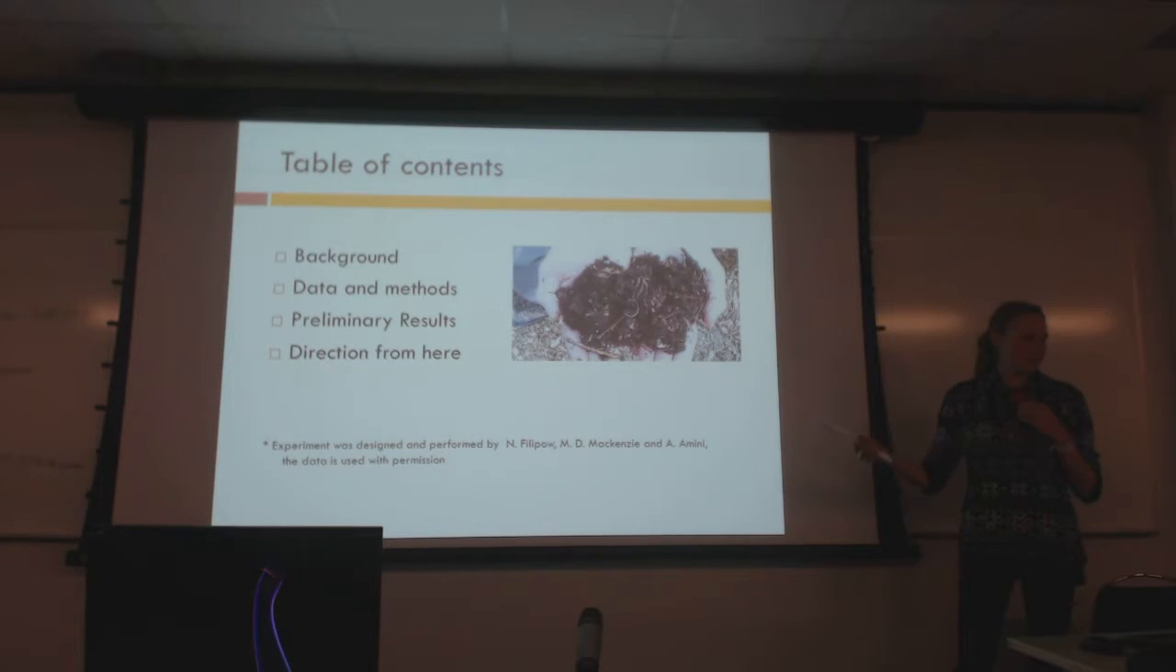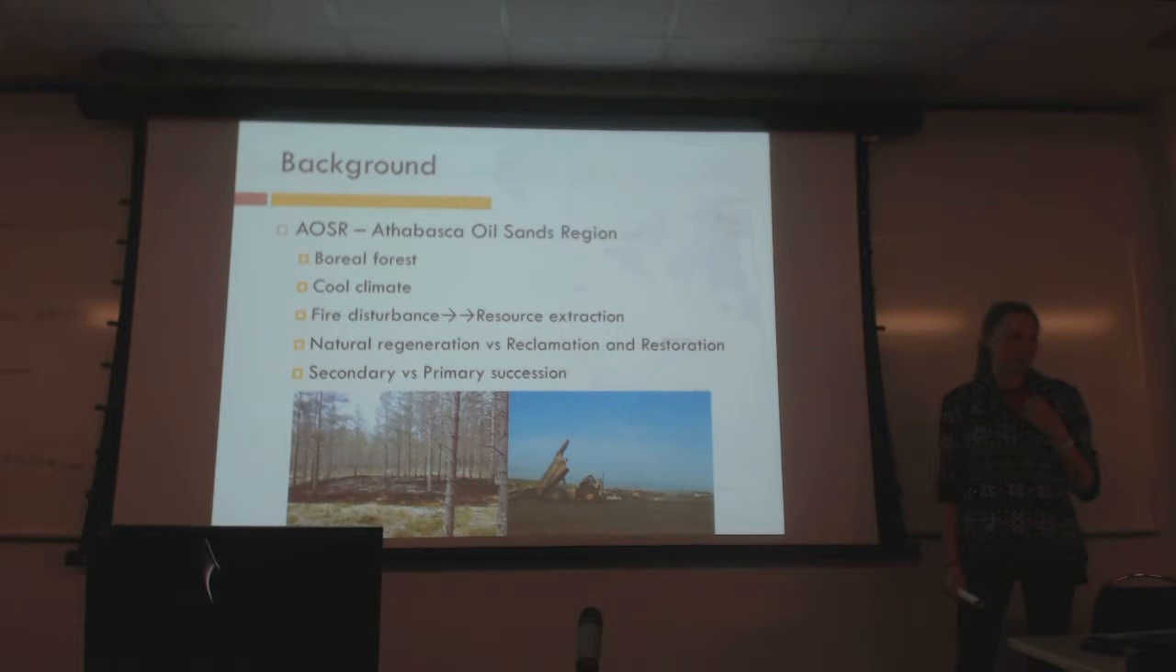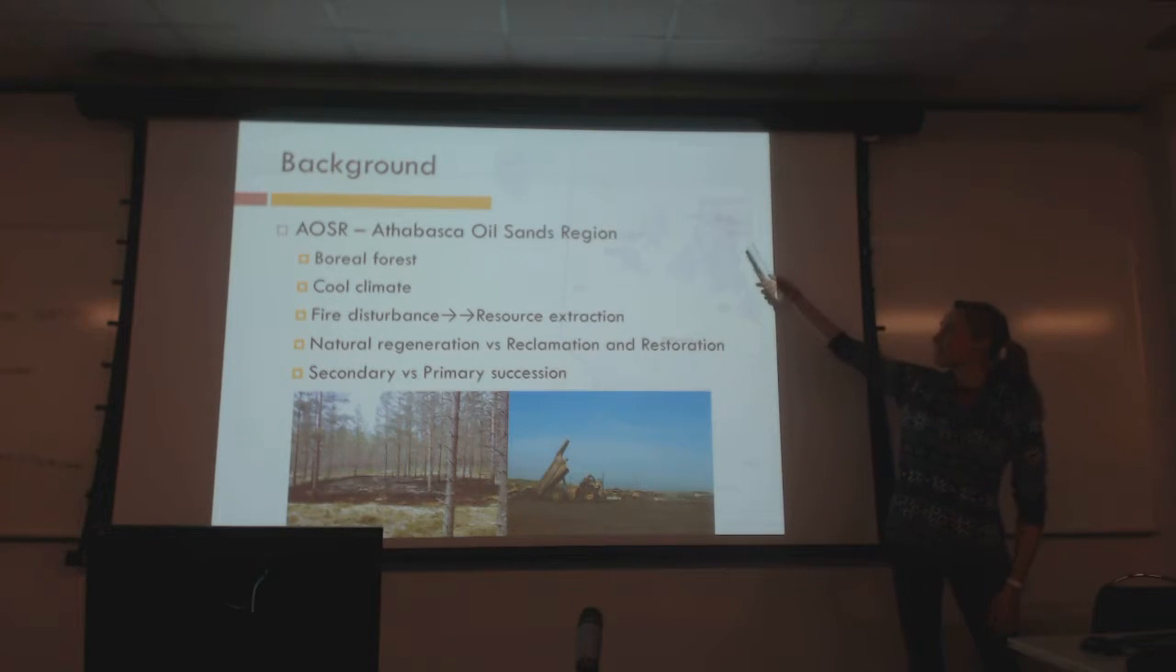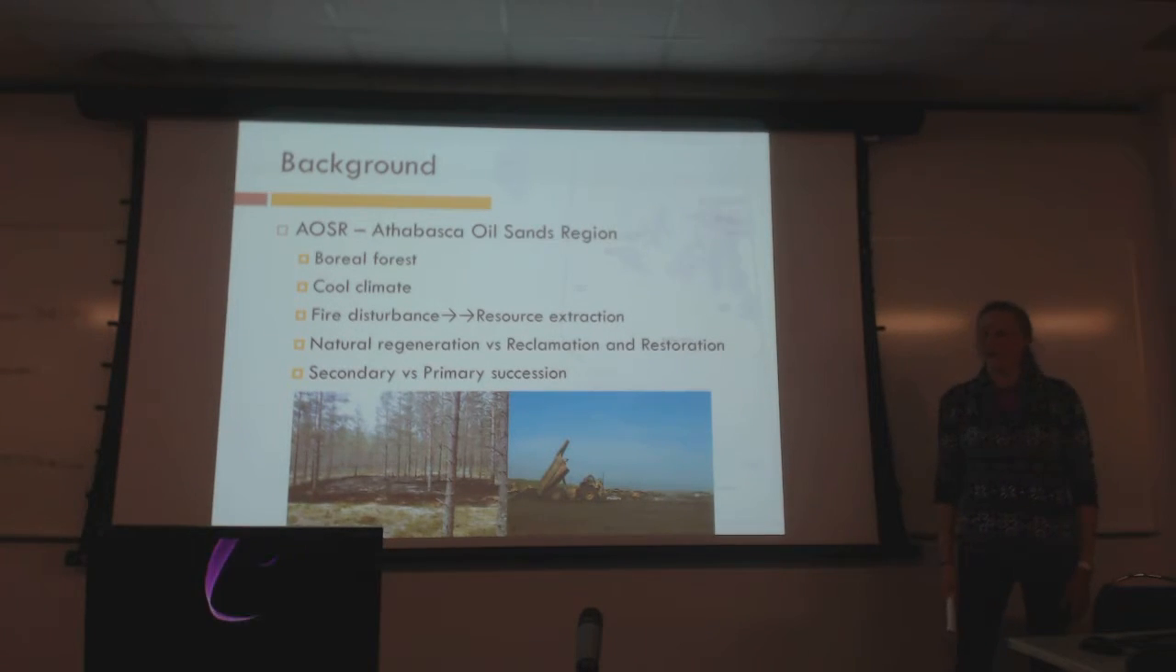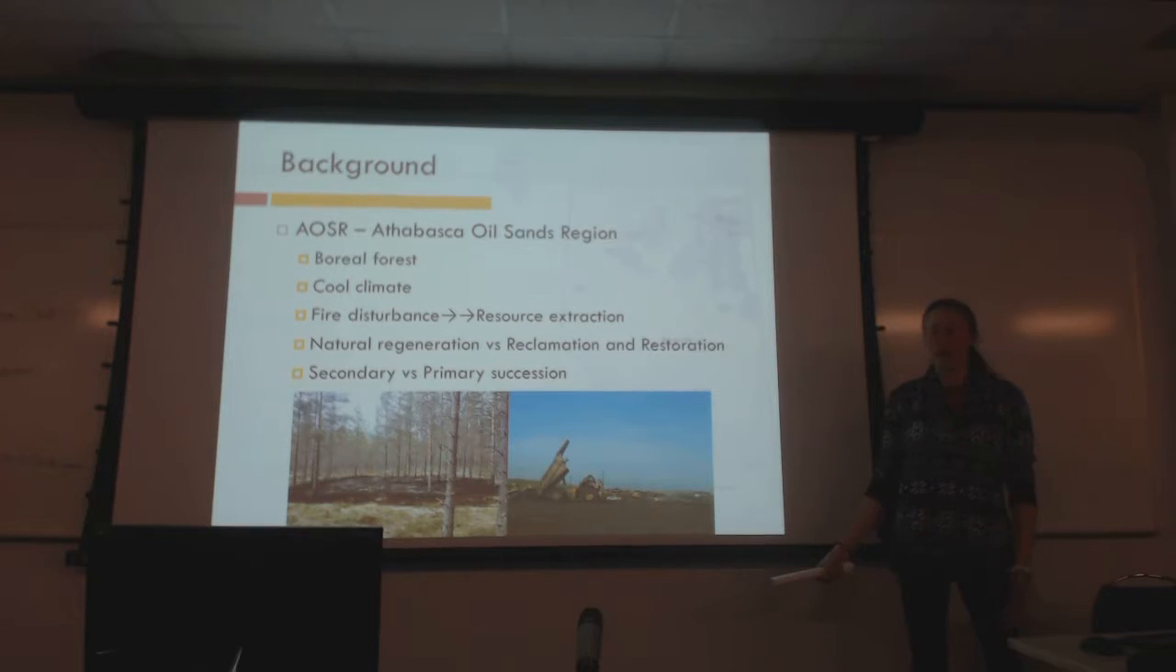So a bit of background, where we're going, data and methods, and on to this. In the Athabasca oil sands region, up in this area here, it's typically boreal forest with a rather cool climate. Where I'm going with this is what's going on in the soil, the processes, and how much time it takes for those to happen. The main disturbance up there used to be fire and has now become more resource extraction, which changes things from natural regeneration to where we need to go in and reclaim land and try to restore something similar, with the end land use in mind. So this is a big change, going from secondary to primary succession.